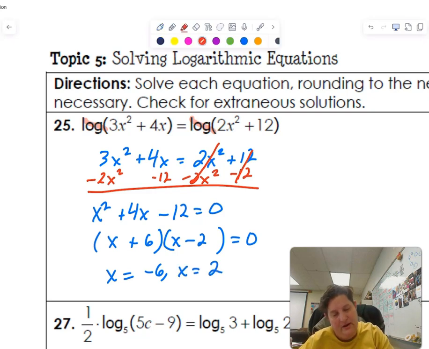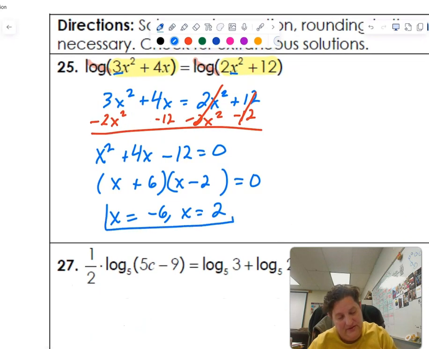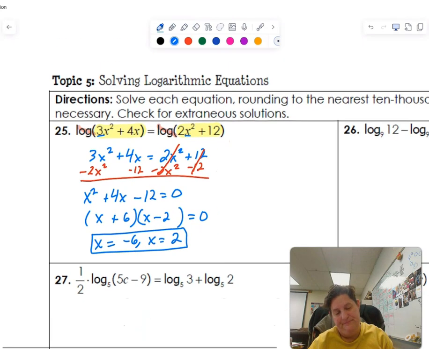Now, when I go to plug those in, the positive 2 is fine. It's the negative 6 I'm worried about. But negative 6 squared is 36 times 3 is, I don't know, 100 and something. But 100 and something minus 24 is fine. And then negative 6 squared is positive 36. So that one goes to positive. So actually, both answers are good. This one doesn't have any extraneous solutions.